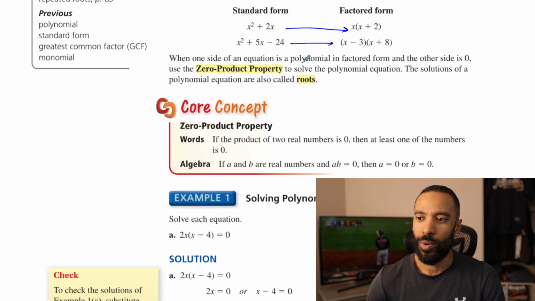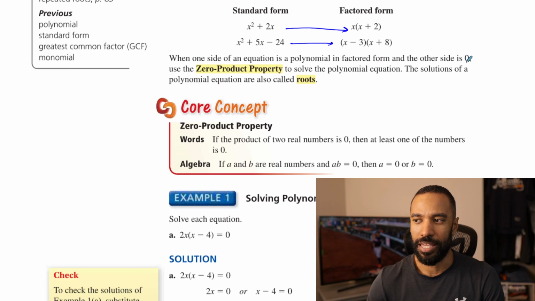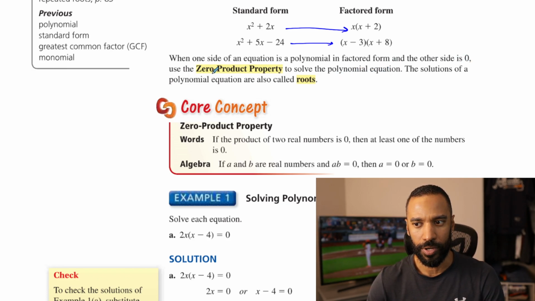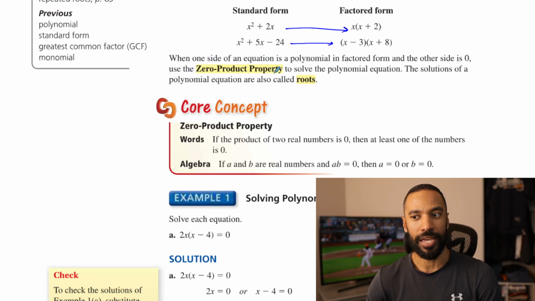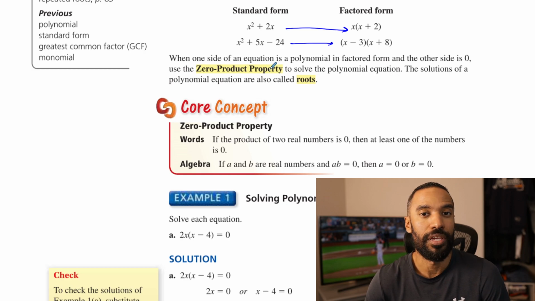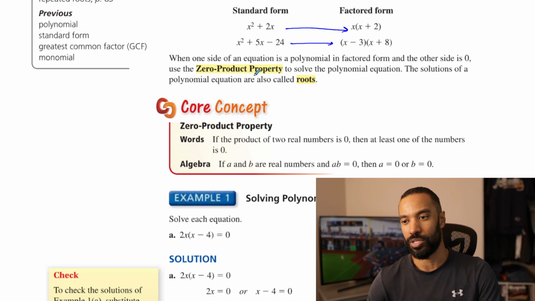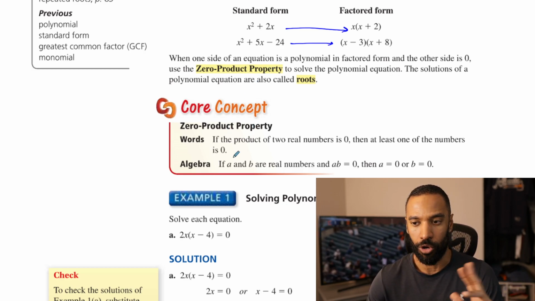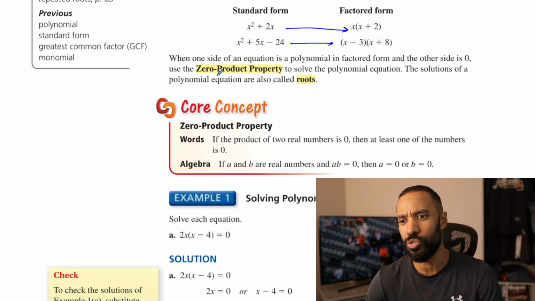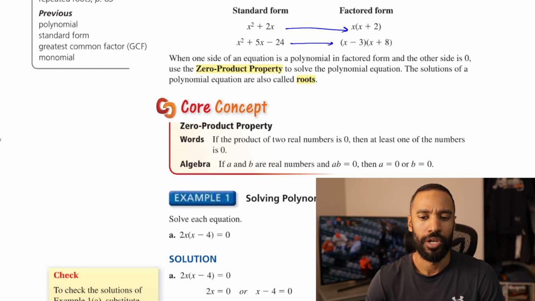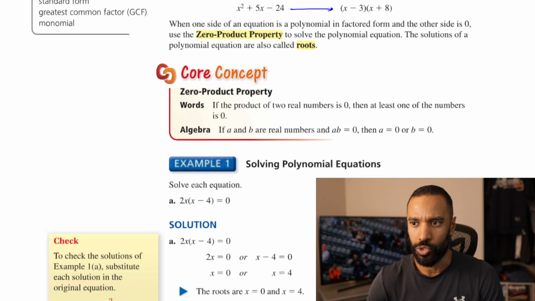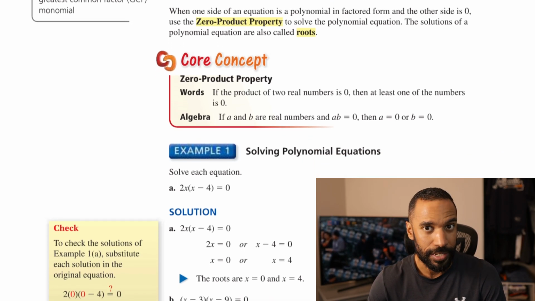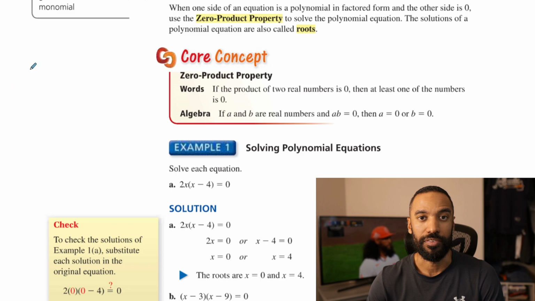When one side of an equation is a polynomial in factored form and the other side is 0, we use what's called the zero product property to solve the polynomial equation. Now, this isn't some fancy formula. A property is a math idea. It's a math truth. It's an idea that has logic and purpose in it, and I'm going to try and explain it if this doesn't do it in full, but it looks like they will. The solutions of a polynomial are also called roots. Whenever you see the word roots, we're talking about, hey, x equals what when we solve it.